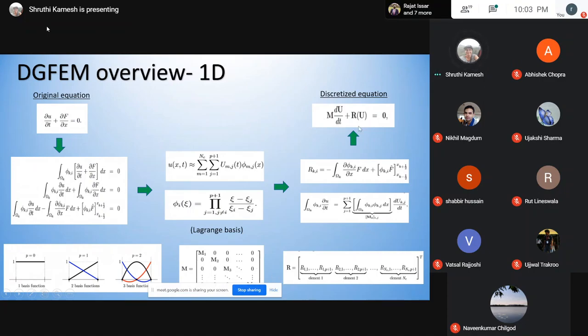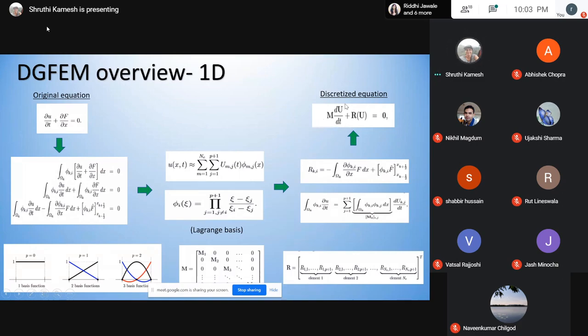You basically try and march this through time. I have my solution at t equals t, and I want to see how it looks at t equals t plus 1, and you have different ways of doing that. The simplest way is du by dt equals minus M inverse times the residual, right? And you're saying that my solution at t plus 1 is going to be a function of the solution at t plus my du by dt term times delta t. There are ways of modeling that as well.